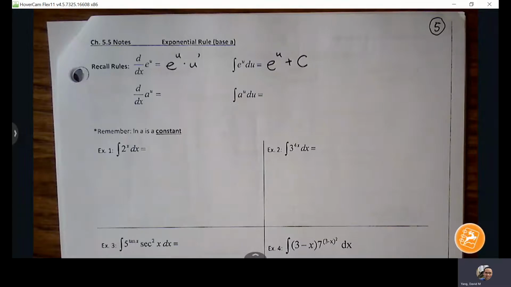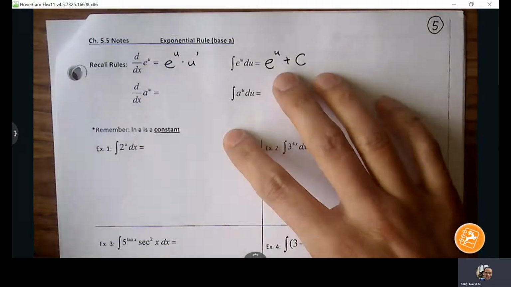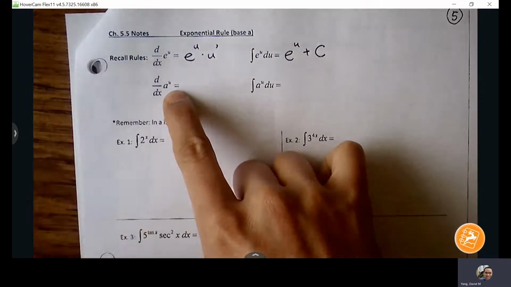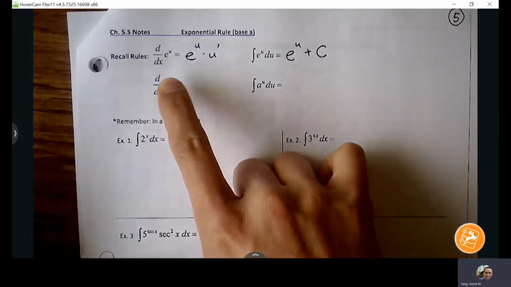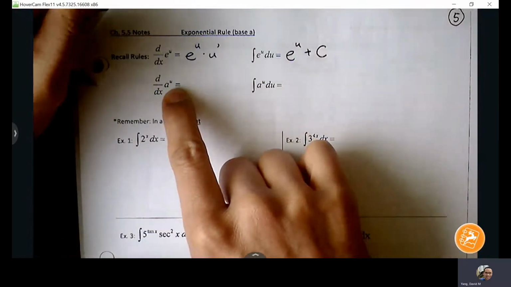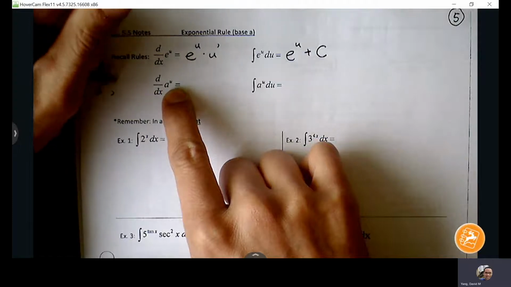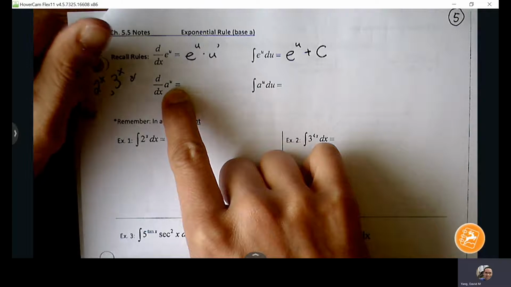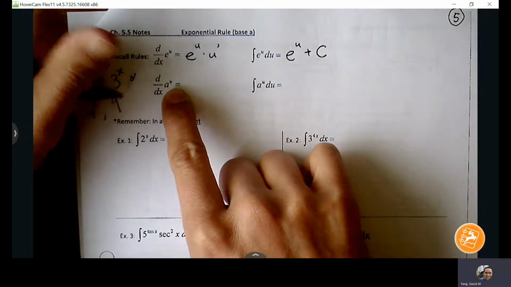Okay, so the derivative of e to the u is just e to the u times u prime. The integral of e to the u is just e to the u plus c. Now, first semester, we also learned about exponential functions that aren't base e. So a to the u could be like 2 to the x or 3 to the x. Examples could be like 4 to the x, 9 to the x.